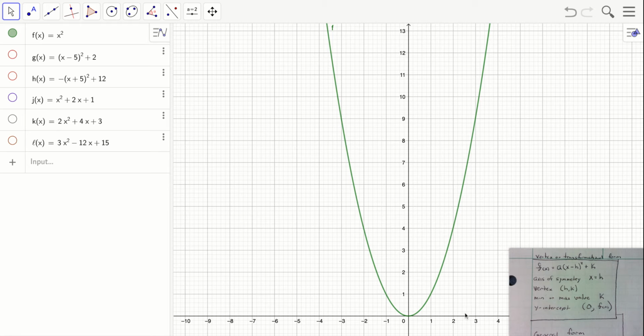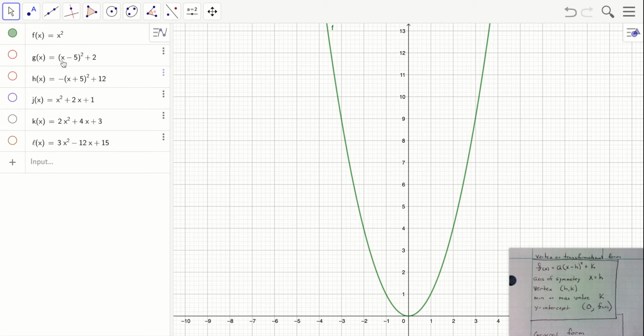If I go over 3 to the right, or I go over 3 to the left, I go up not 3, not 6, but 3 squared, which is all the way up here to 9. If I went over 4 to the left or 4 to the right, I'd go all the way up to 16, which is off the graph. That's true regardless of the position of the vertex, as long as there's no stretch to it. There's no number in front, and I'm going to show you what happens when that happens.